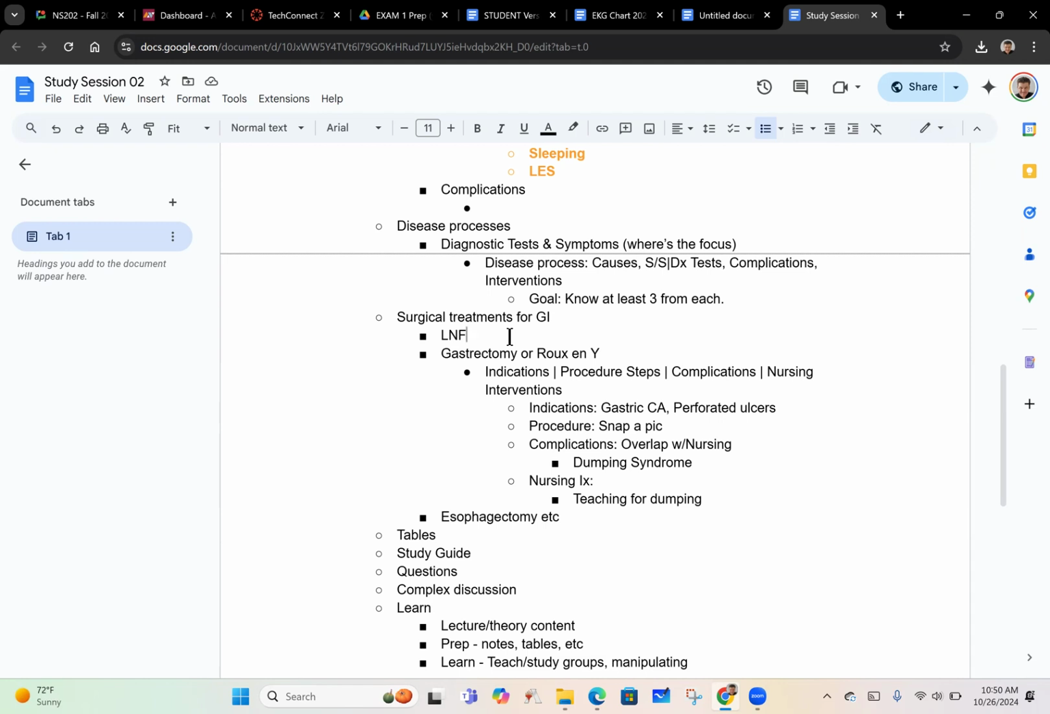Same thing for LNF. What's the LNF teaching, right? LNF teaching is not definitely dumping syndrome, but small meals, yeah. You need small, frequent meals, right? You need small meals, not high glucose meals for sure, right? We want low carb meals for gastrectomy. For LNF, low carb meals, why? That doesn't do anything, right? For esophagectomy, you're borderline, you might take out a portion of the stomach too. So it's a similar situation. Dumping also, right?